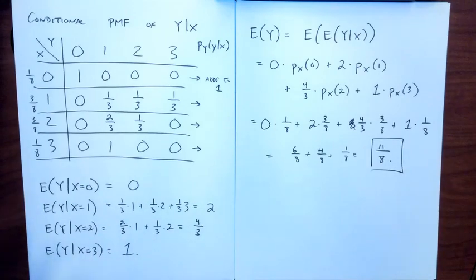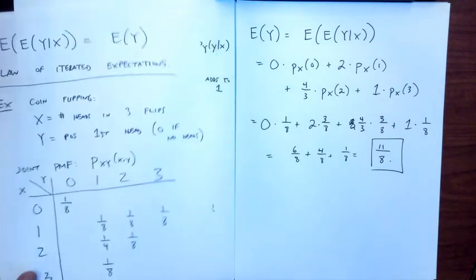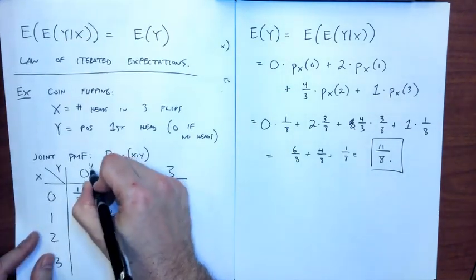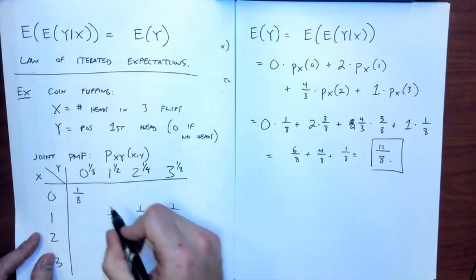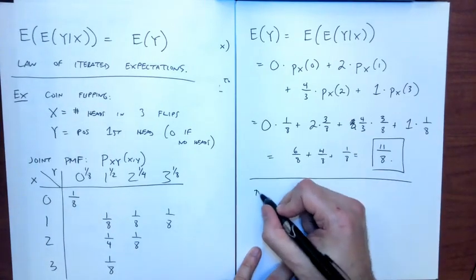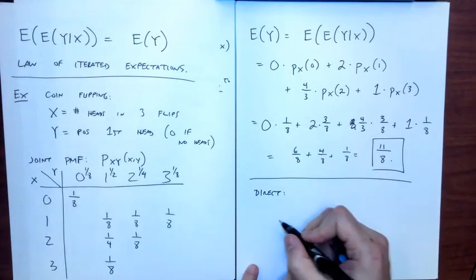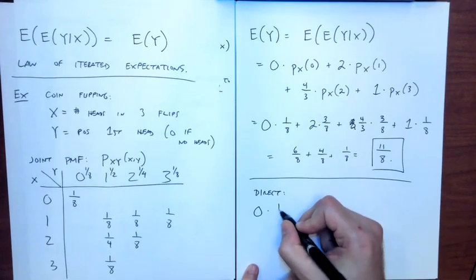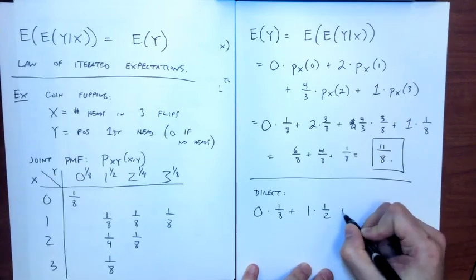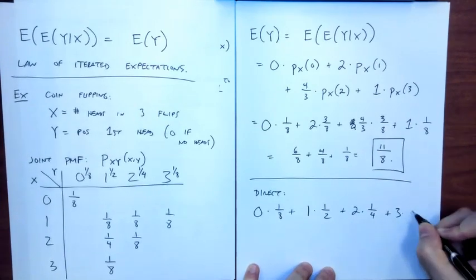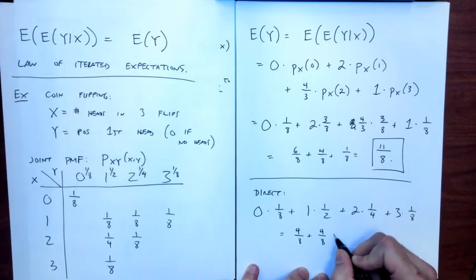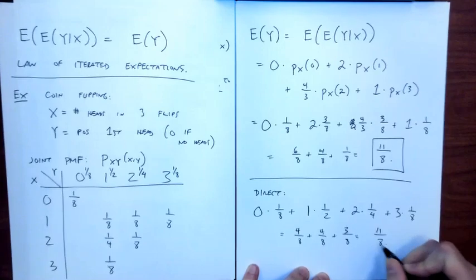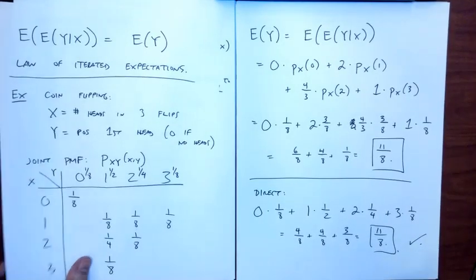And I can verify that by looking at the marginals in y, which is what I would get if I were to add up this way. The marginals in y are 1/8, 1/2, 1/4, 1/8, right? So direct computation would be 0 times 1/8 plus 1 times 1/2 plus 2 times 1/4 plus 3 times 1/8. So I get 4/8 plus 4/8 plus 3/8. It's the same 11/8, right? So it checks out. The system works.